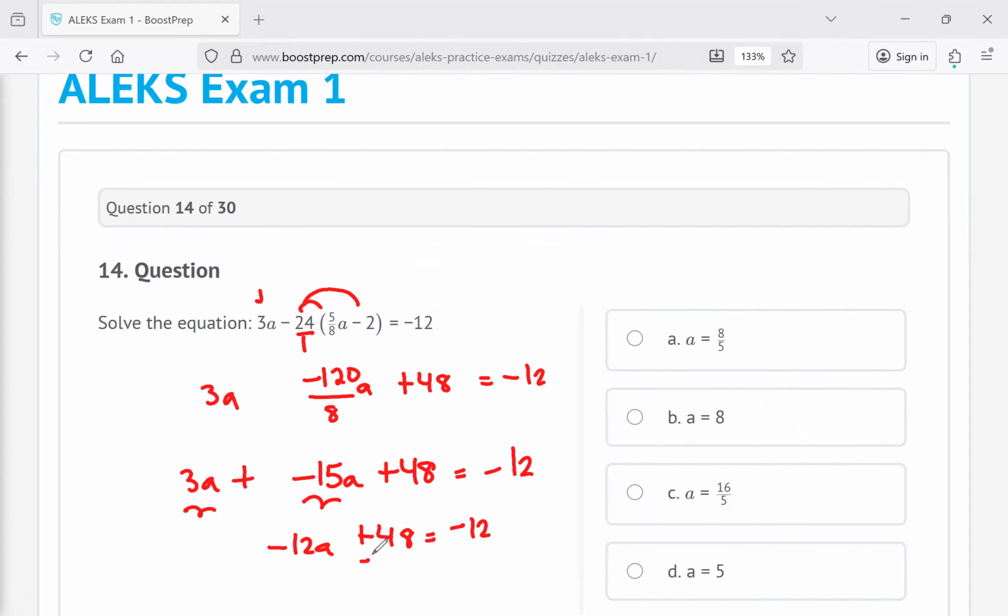Continue solving for a, so you're going to subtract 48, and you get negative 12a. And then negative 12 and negative 48 is negative 60. Get rid of this negative 12, and you get negative 60 divided by negative 12 is positive 5. Okay, so it's letter D.